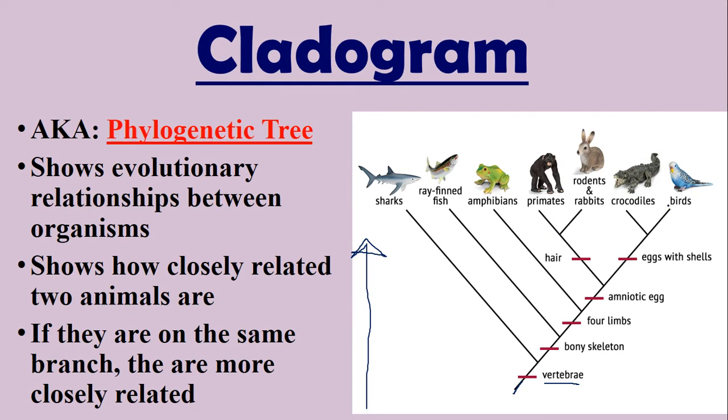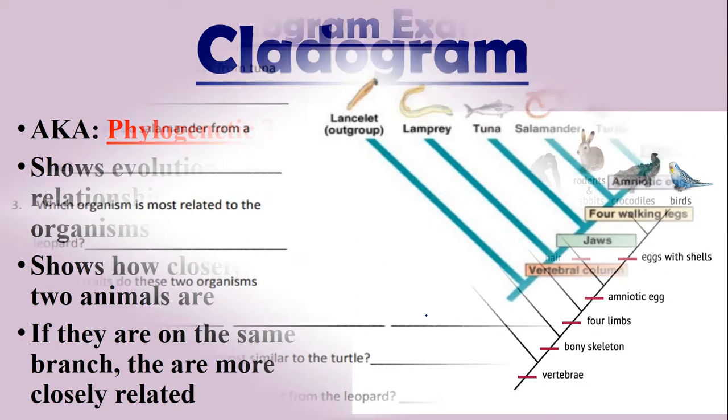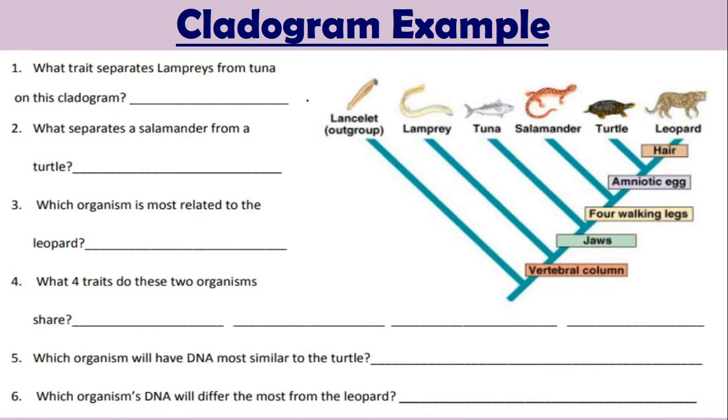The other one says eggs with shells. That means everything up here would have hair. Everything in this area would have eggs with shells. Think about it. Primates, we don't have eggs at all. Well, we have eggs, but they're inside of us, and they don't have shells. Neither do rodents and rabbits. So it just branches off. The reason why I'm going over that is because we're going to do some examples.